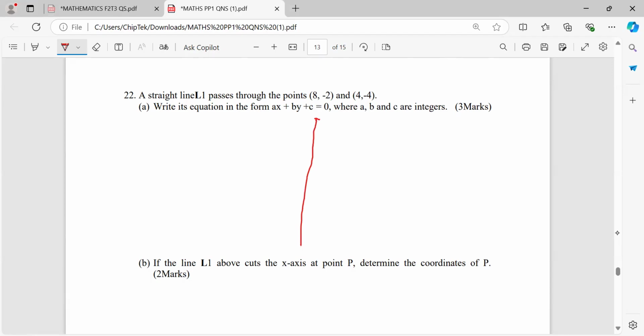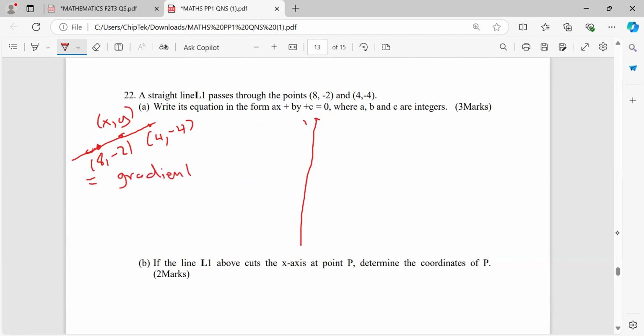Tumeambiwa a straight line passes through the points (8, -2) and (4, -4). So write the equation in the form ax plus by plus c, where a, b and c are integers. So remember the integers, yani hakuna fraction yote. So hapa ni, let's say this point (8, -2) na hii point ni (4, -4). Okay, let's assume kuna point nyingine hapa, so hii ndio itatupa saidia kutafuta equation.